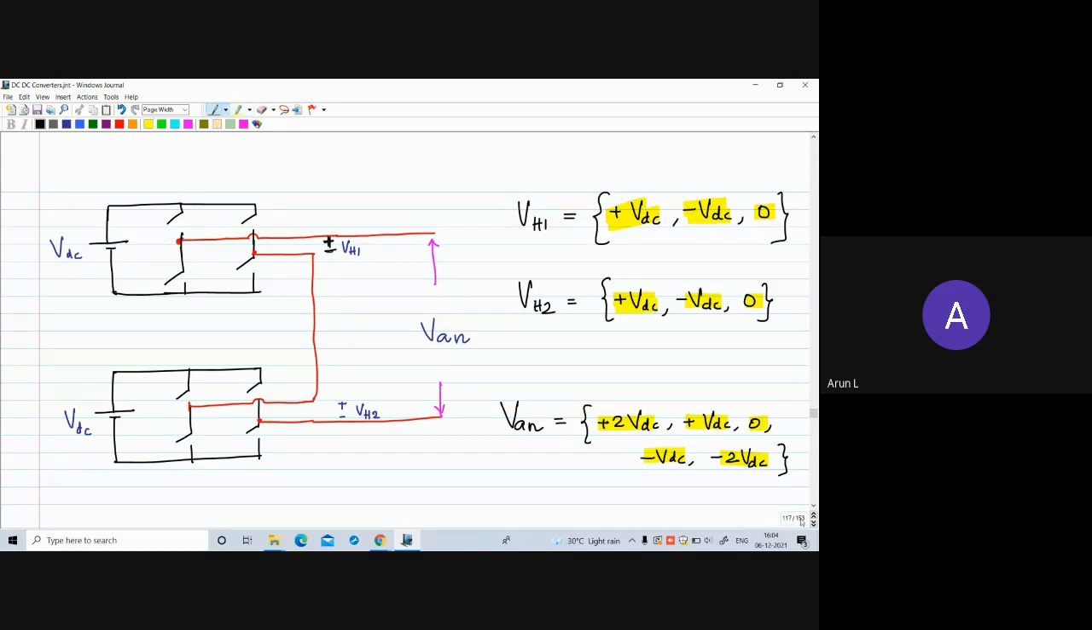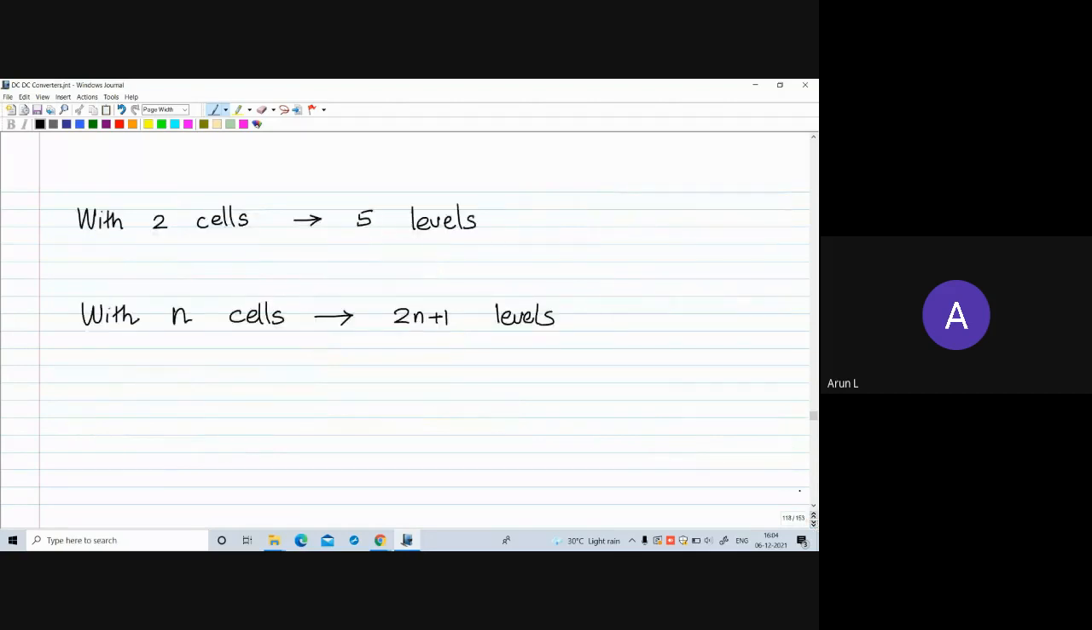So five levels will be there in the output voltage waveform. So the instantaneous error will be less. dV by dt will be less. So with two cells, we got five levels in the output. So with n cells, you will get 2n plus 1 levels.